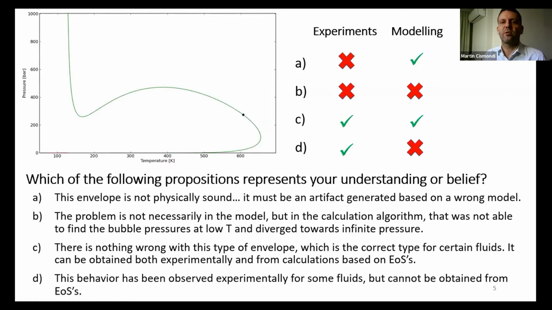According to proposition A, it doesn't exist experimentally, but you can get it from modeling. Proposition B is saying it doesn't exist either in experiments or modeling. Proposition C is the opposite, everything is okay. And proposition D, you can get it in the lab, but not from modeling. So I'm seeing the numbers.